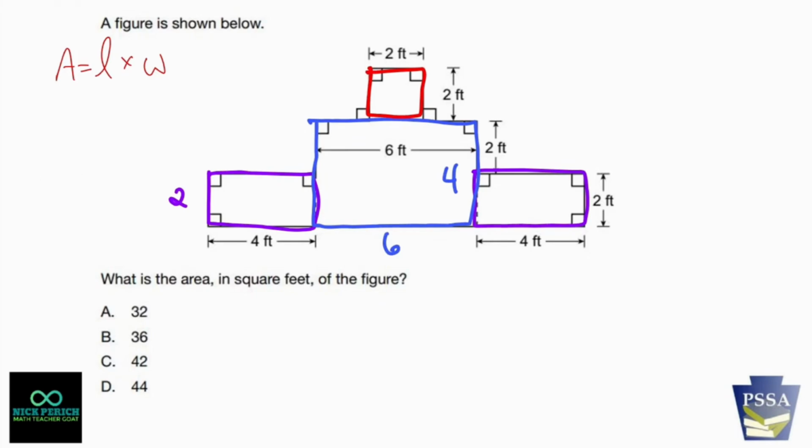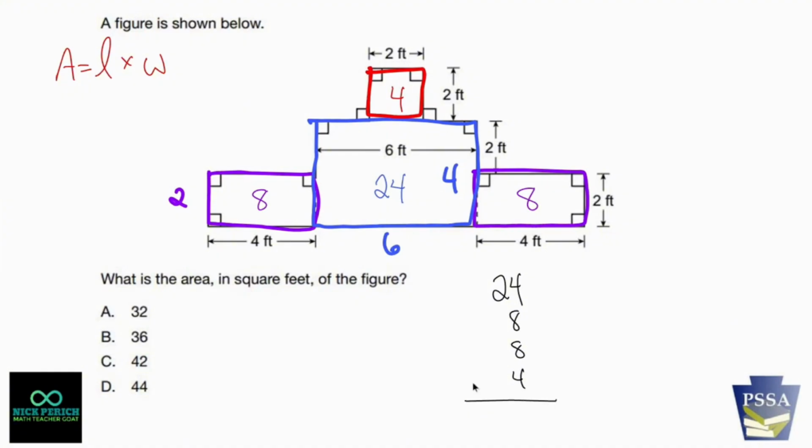So, using the colors, 2 times 4 is 8. 2 times 4 is 8. In the middle, we have 6 times 4, which is 24. And up here, we have 2 times 2, which is 4. So we have 4 numbers that we're going to add up. Okay, 24 plus 8 plus 8 plus 4.